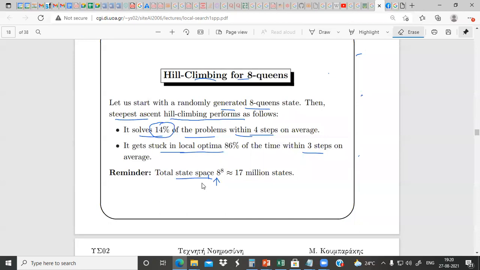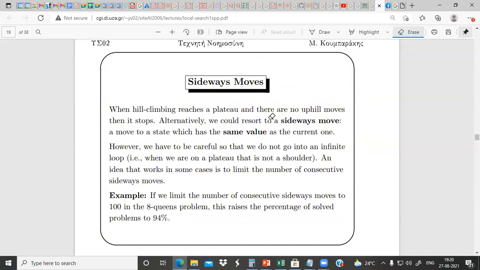Right. Now let us try to understand how to get out of the local maxima. If you want to get out of the local maxima, then we should allow sideway moves. So what is meant by sideway moves?